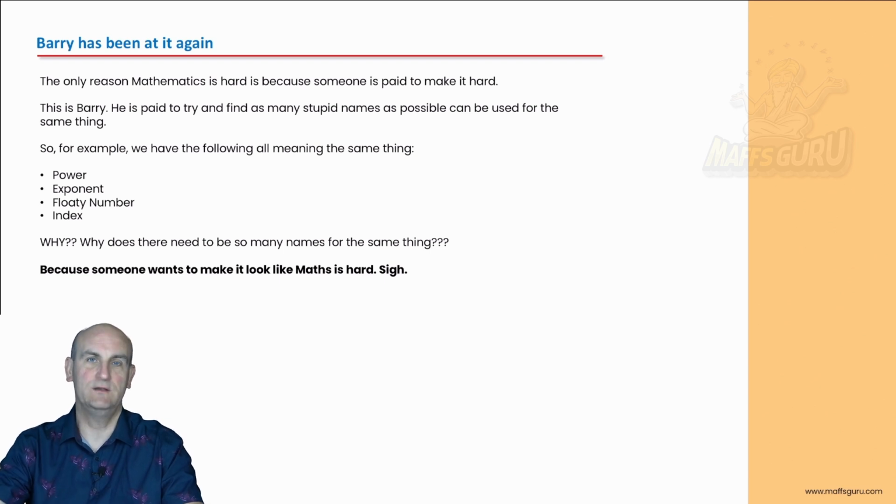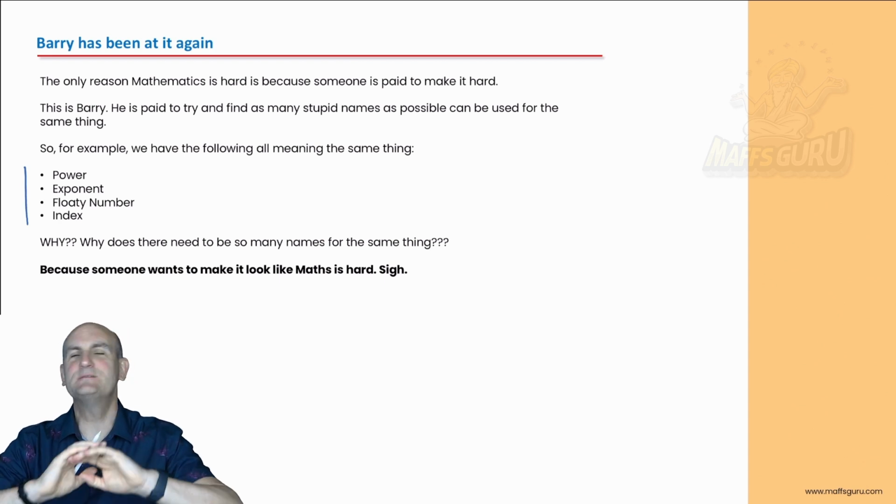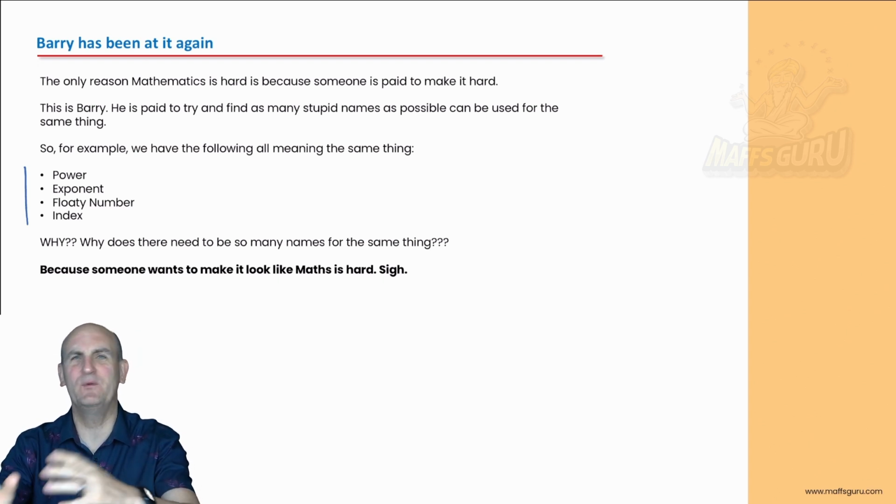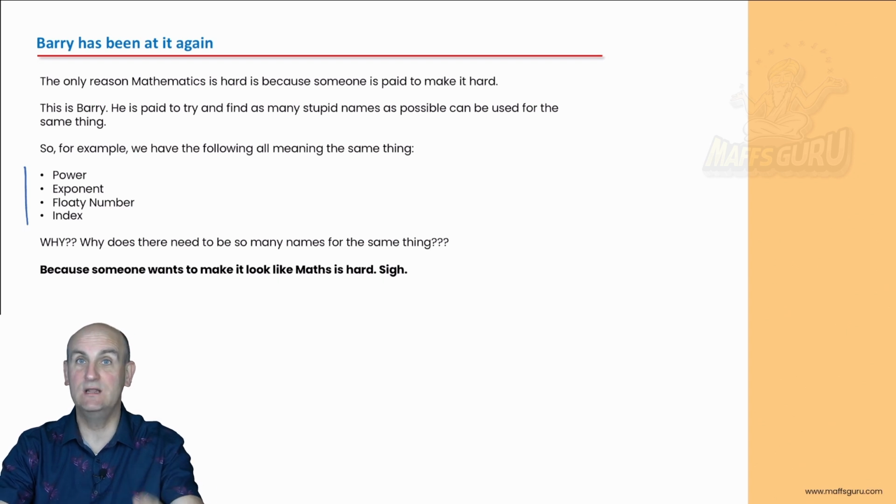So, first things first, indices has so many different names as well. We can call it an index, we can call it a floaty number, that's mine. We call it an exponent, we call it a power. Doesn't matter what we call it, the point of it is the same. It is a floaty number. It means something, and we'll explain what that means in just a moment. But wherever you see the word exponent or power or index, it means exactly the same thing.